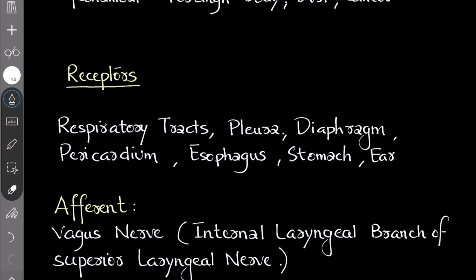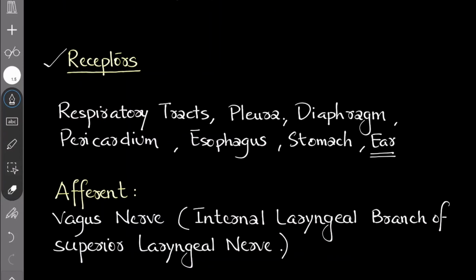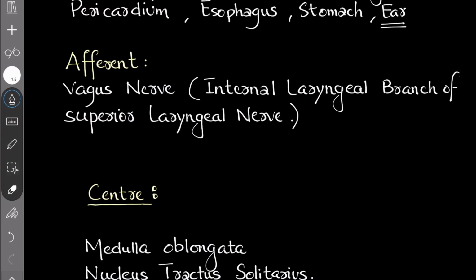Next comes the receptor. The receptors are located around the respiratory tract, the pleura, diaphragm, pericardium, esophagus, stomach, and ear. When you are examining the ear, you should know that if you put a pin or a bud near the ear, superiorly or posteriorly, you will get a cough reflex. That is because of nerve stimulation, acting on the afferent nerves to the centers of the reflex.